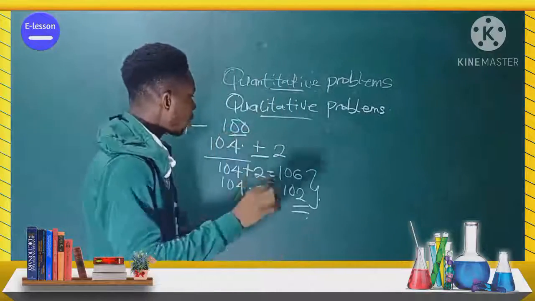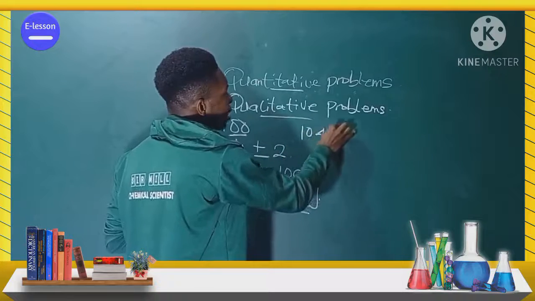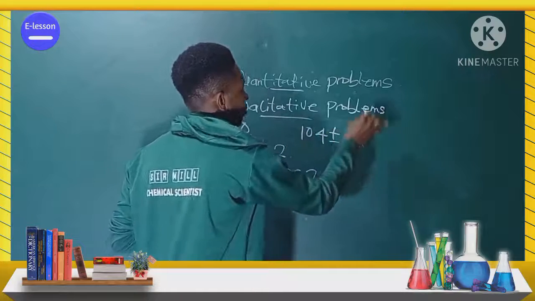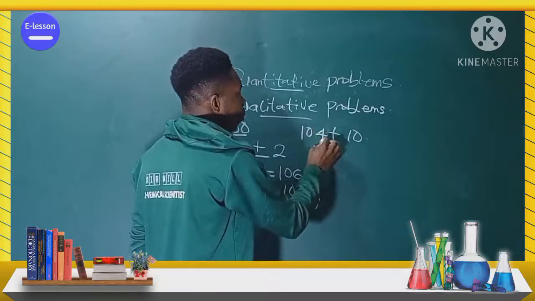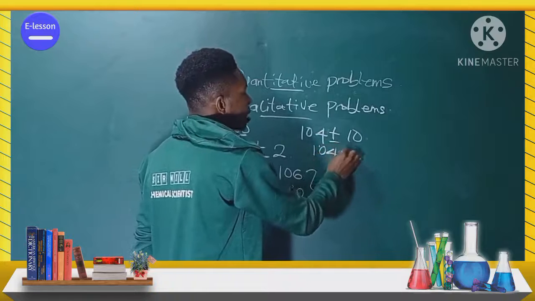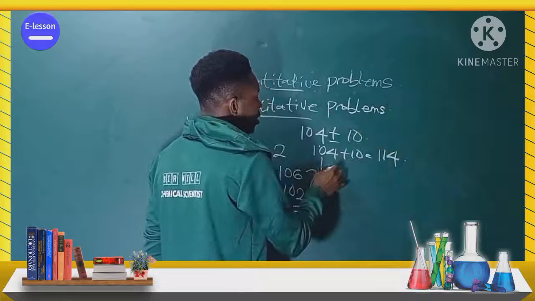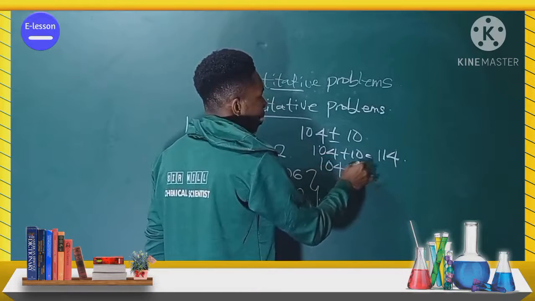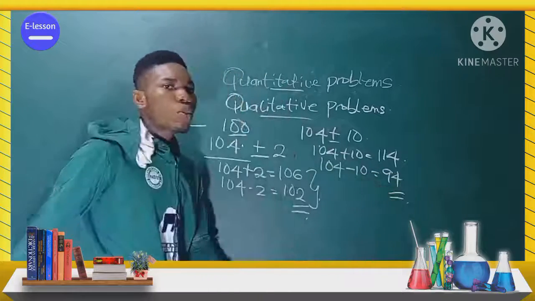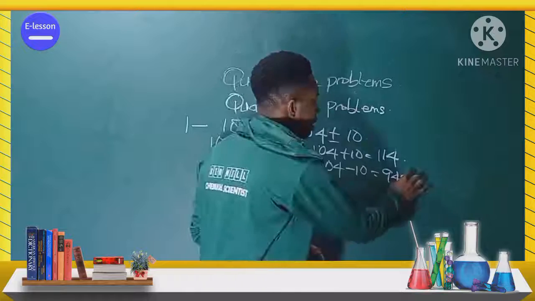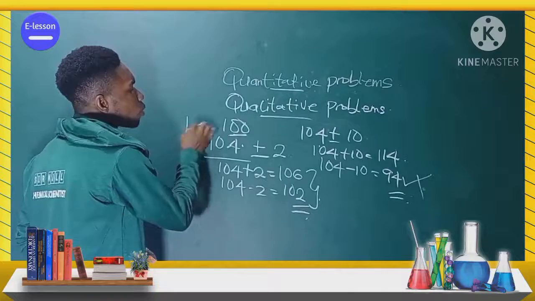But in a situation where your estimated error is now plus or minus 10, if you do the calculation here, with the error, you have 104 plus 10, which is 114, and 104 minus 10, which is 94. So this one is not what? Accepted, because this one falls under the range of 1 to 100.